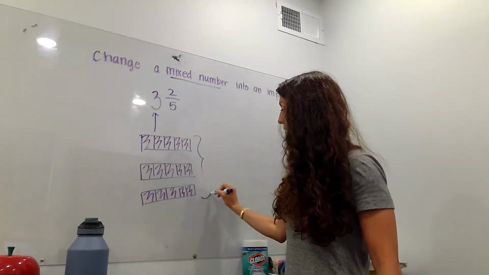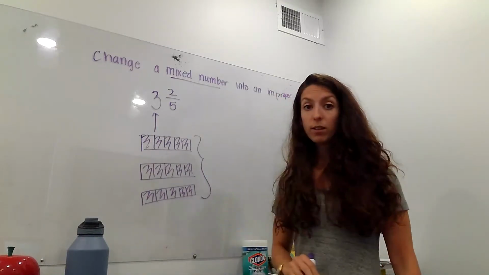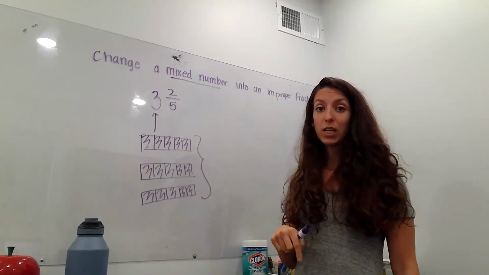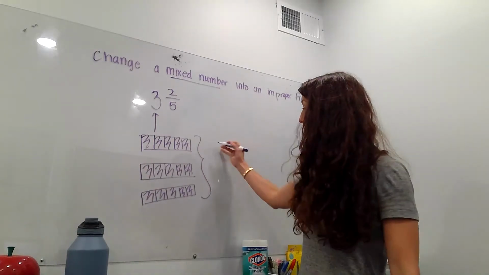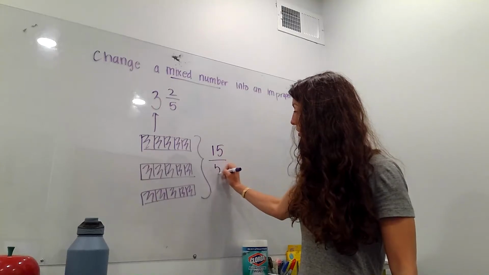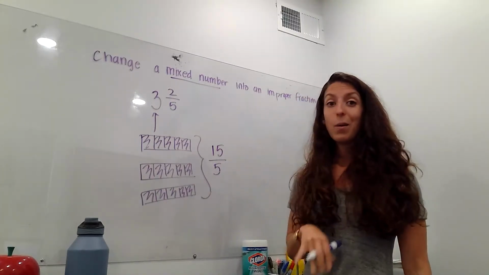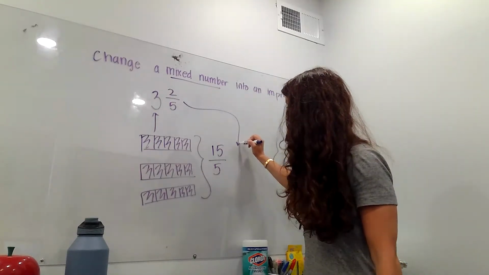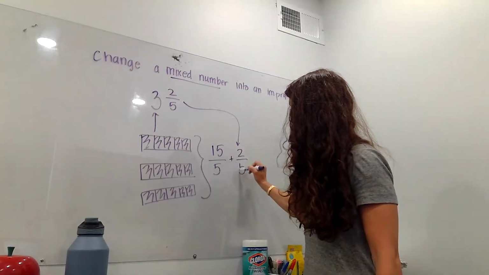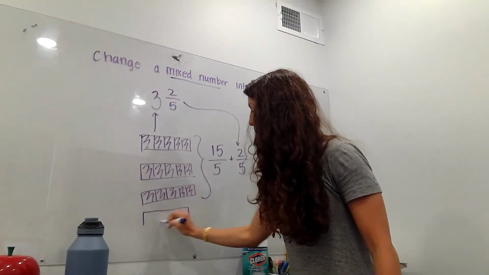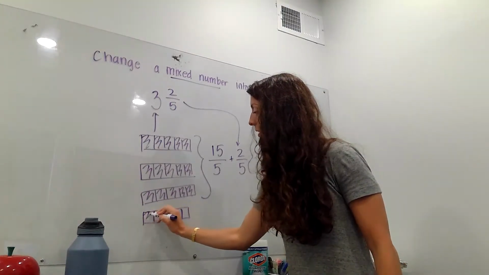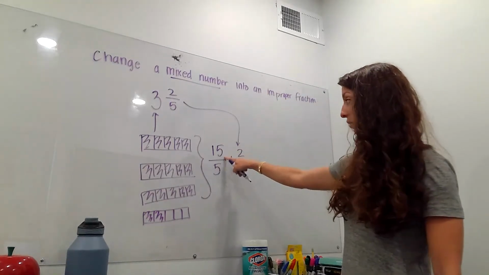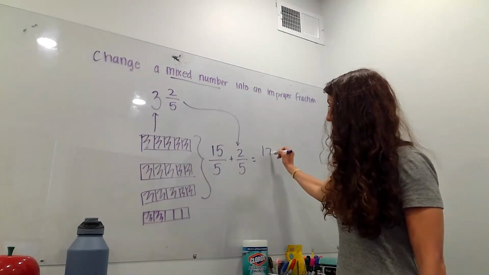So if I have 3 wholes, if I were to write that as a fraction, it would actually be 15 over 5, right? I've got 5, 10, 15 shaded, and I have 5 in each whole. So 15 pieces, and each whole has 5 pieces. But I'm not done, because I also have 2/5. So, fraction addition, I'm going to draw it down here. 1, 2. I don't have 15/5. I actually have 15/5 plus 2/5, which would be 17/5 in all.